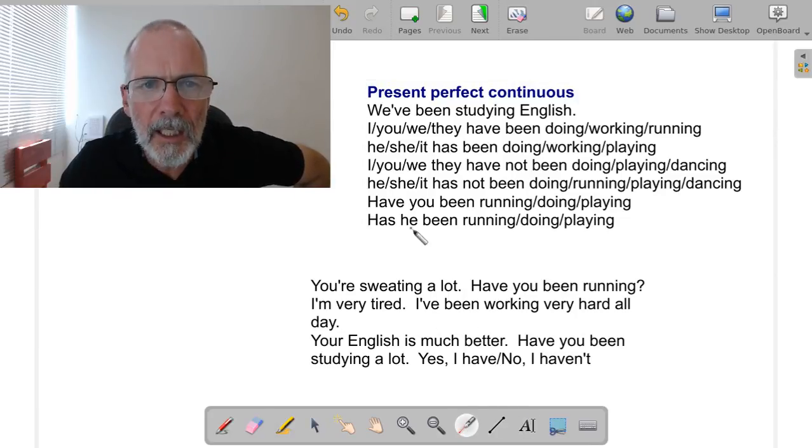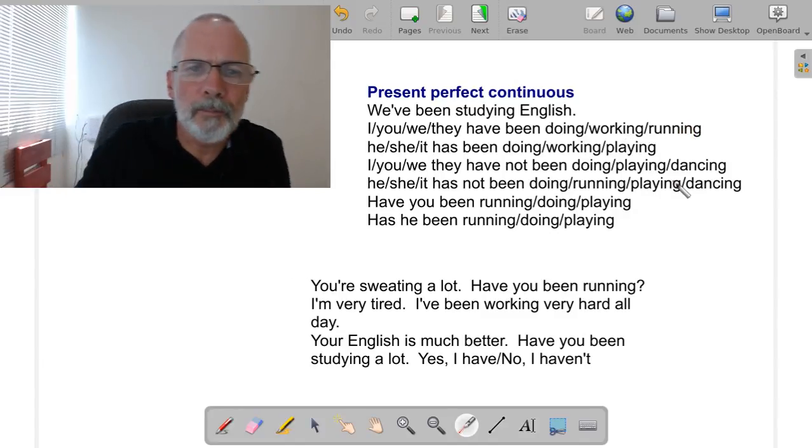Underneath we can see the structure with the other subjects. So when the subject is I, you, we, they, we use the auxiliary have. We use the past participle of the verb be, which is been. And we use the present participle of the main verb, which is the verb with ing, the ing form of the verb. So we can say, I have been doing, you have been working, they have been running.